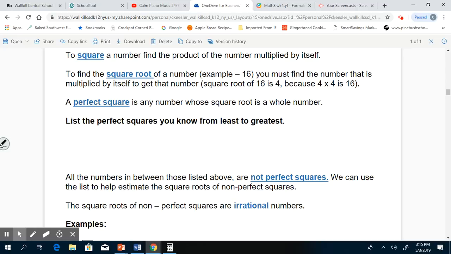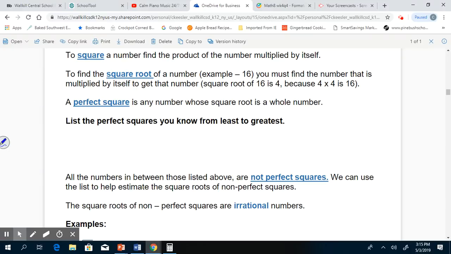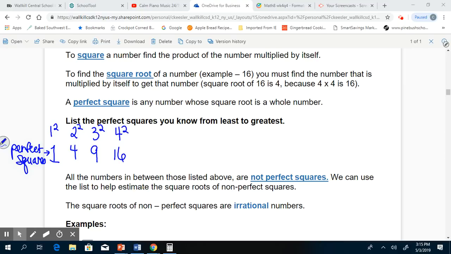Okay, so perfect squares I know. We're going to list 1 through 20's squares. So, for example, 1 times 1 is 1. Therefore, 1 is a perfect square. Two squared is 4. Therefore, 4 is a perfect square. 3 squared is 9. So 9 is a perfect square. 4 squared is 16. So 16 is a perfect square. 5 squared is 25. So 25 is a perfect square.